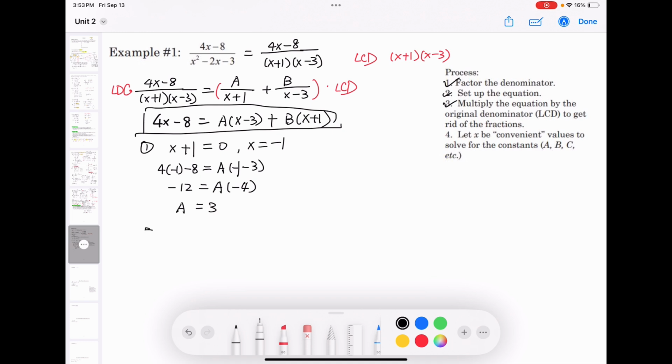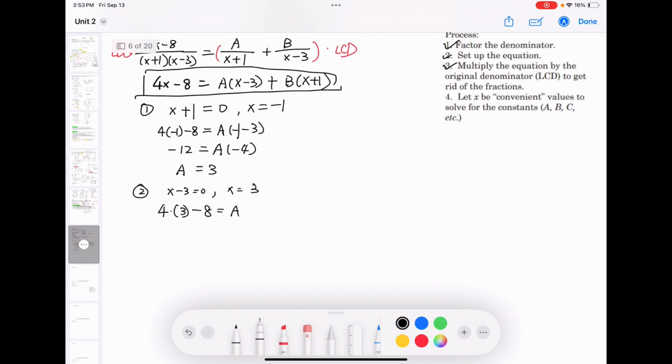So second, we can set our second denominator, x minus 3, equal to 0. X is equal to 3. Bring it into the equation. We have 4 times positive 3, oh no, minus 8 is equal to a times x minus 3. But x minus 3 is 0, so I don't have to have my first part. I have b times 3 plus 1.